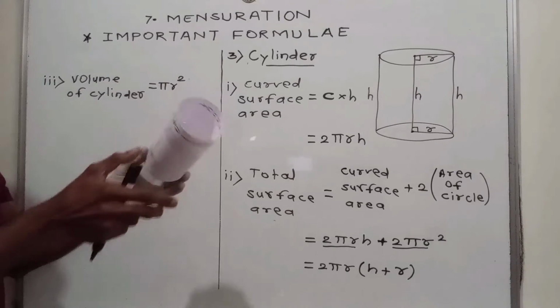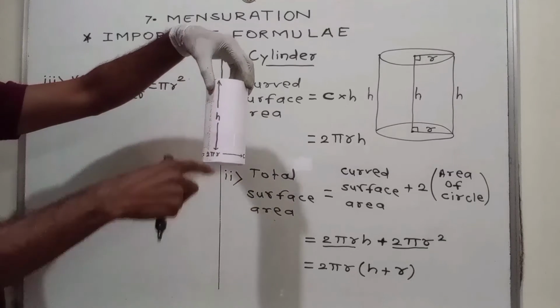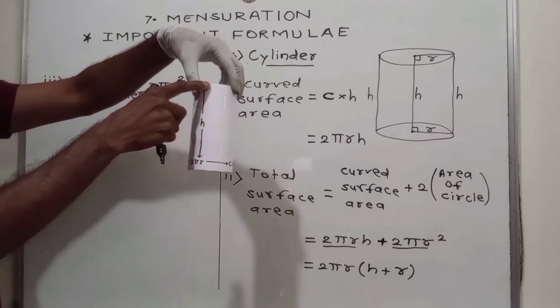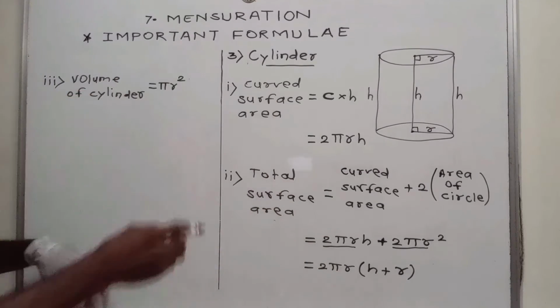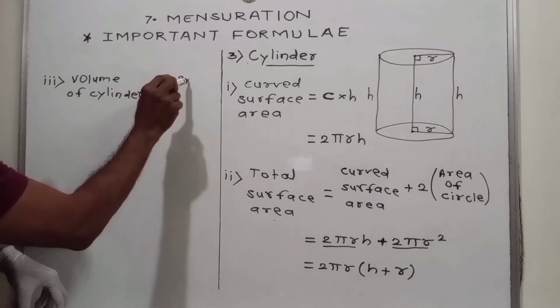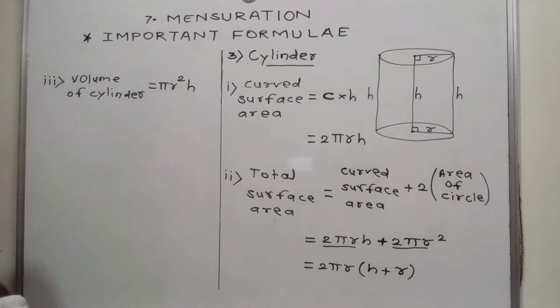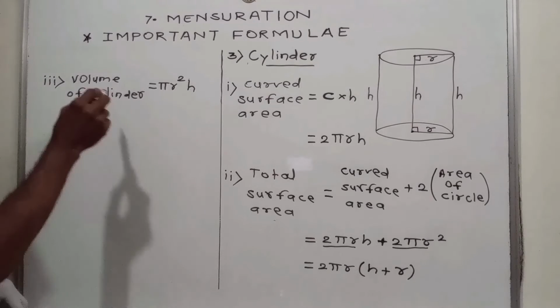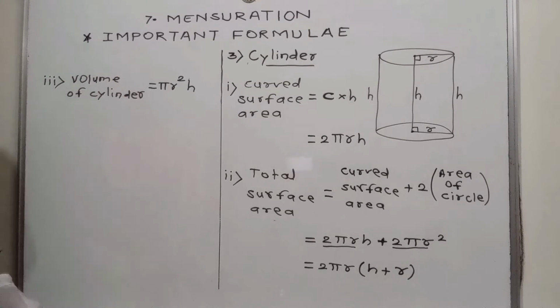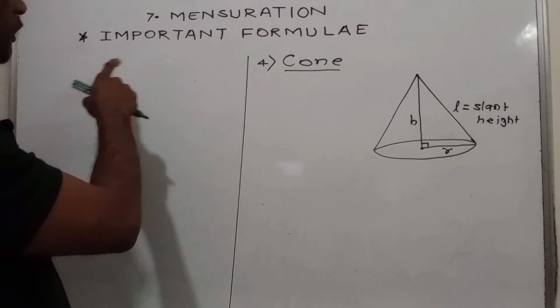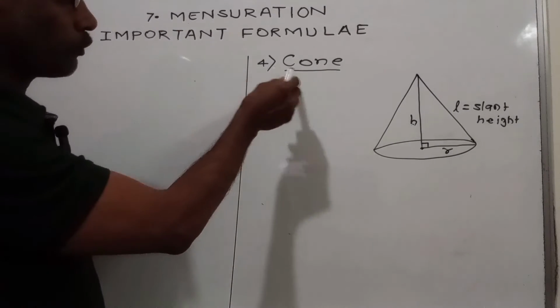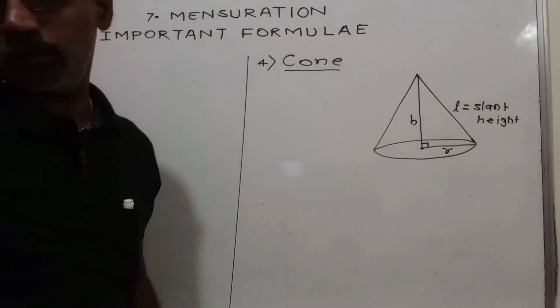And we know that when we add something up to the brim, then that is our height. So area of base into height, that is what we say volume of cylinder, pi r square h. Now lesson number 7, mensuration, important formula. Now fourth formula, of cone.